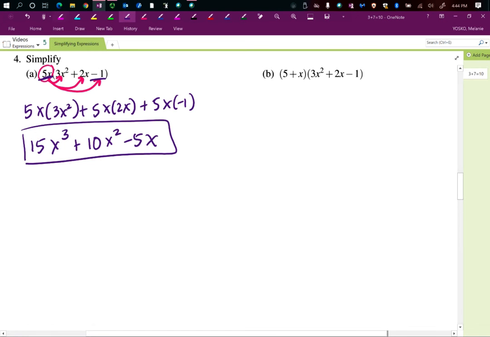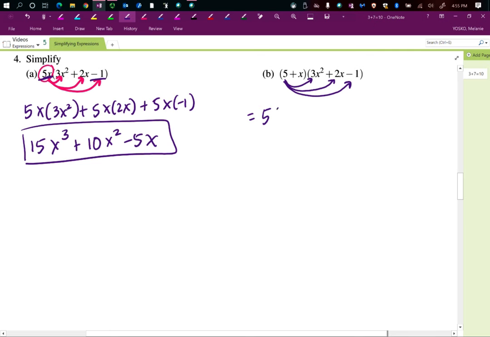Let's do another one. So we have 5x times this expression here. Look at this one. This one is different. 5 plus x times the expression here. We're going to handle these very differently. This is 5 times x multiplication. This is 5 plus x addition. So here we're still going to do the distributive property. We're going to take the 5 and multiply by every single term in the back set of parentheses. We're going to do a piece at a time.